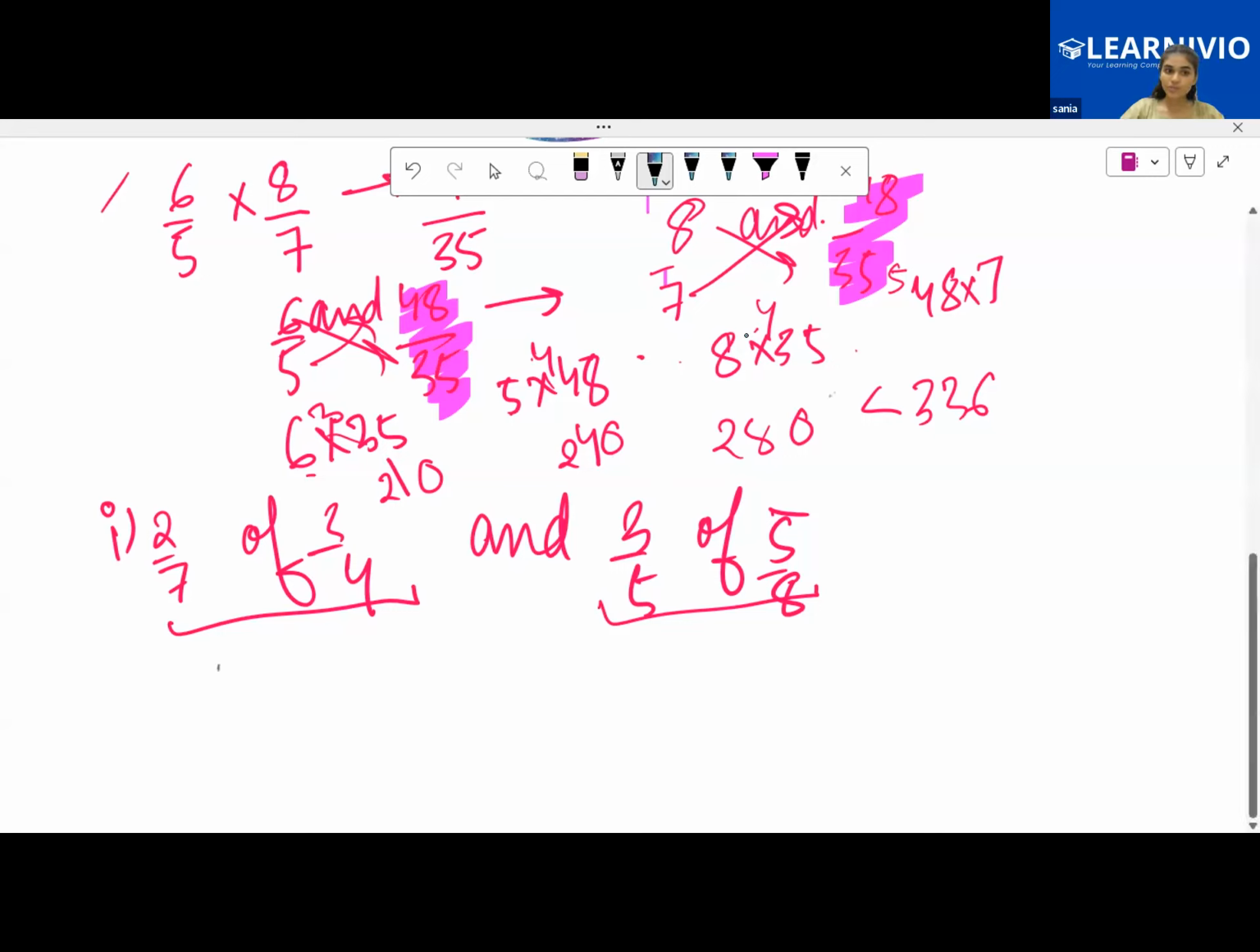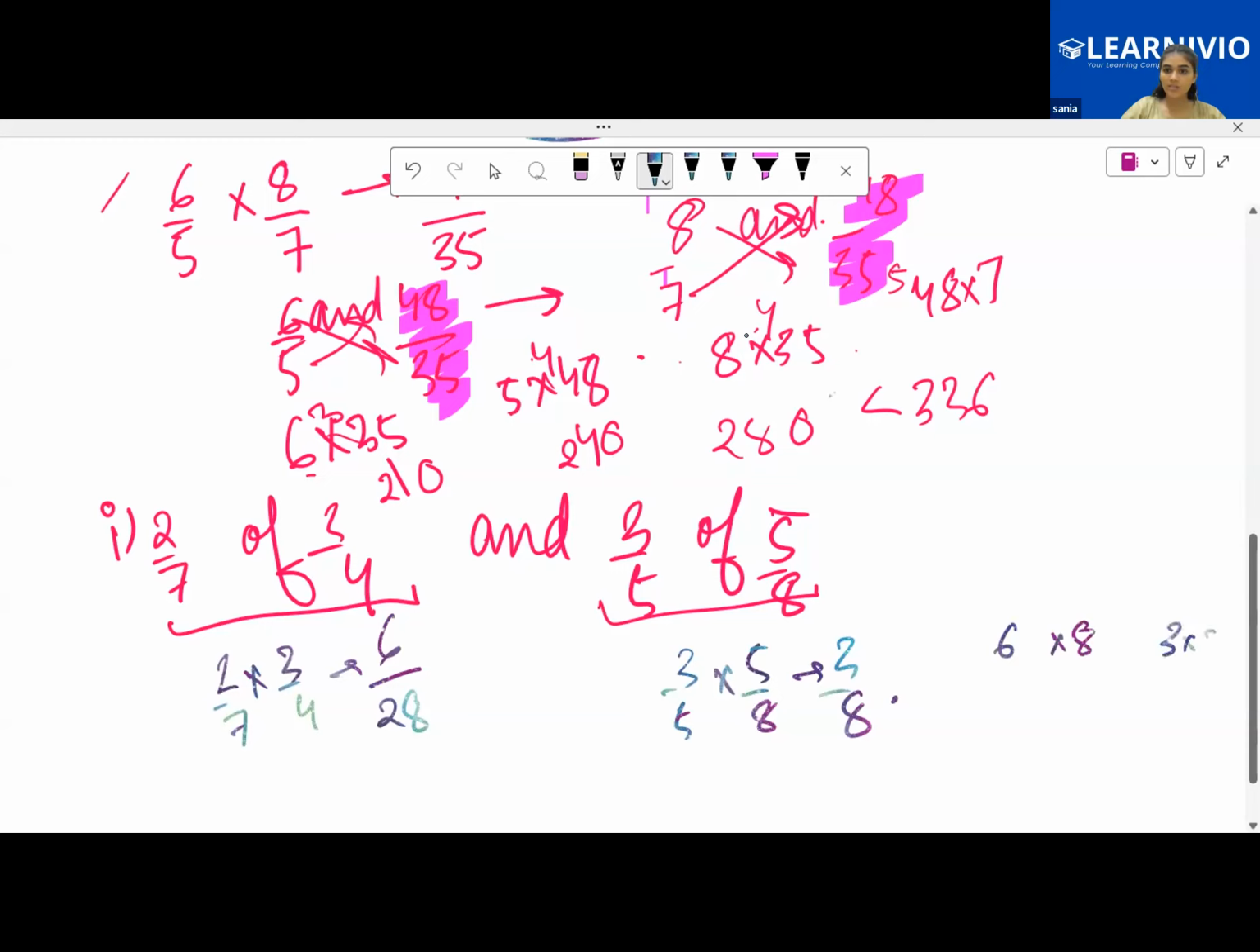So first of all, you did 2 by 7 of 3 by 4. You got 6 by 28. And here you did 3 by 5 of 5 by 8. So you'll get 3 by 8. Now I'm comparing 6 by 28 with 3 by 8. 6 into 8 and 3 into 28. Clearly 3 into 28 will be greater. Okay, good. So your answer is correct.